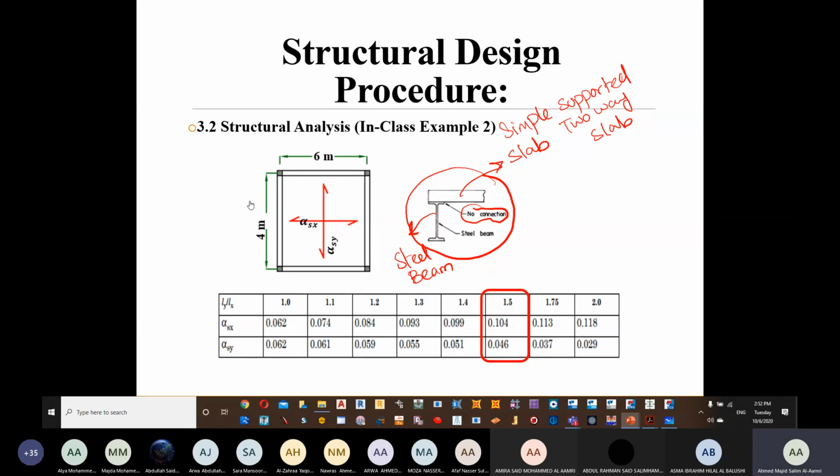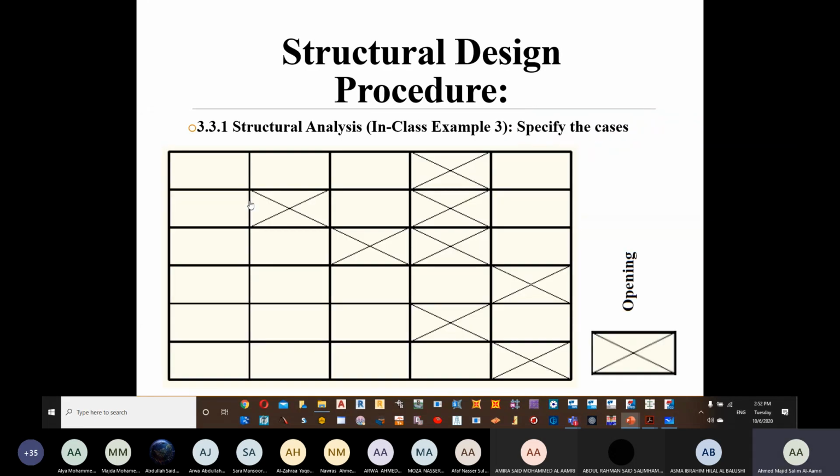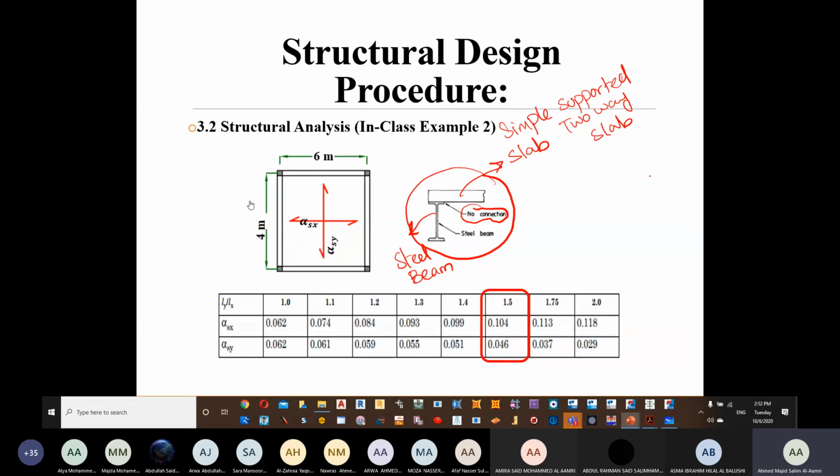If they are not connected, we call it simply supported. If they are connected, like this scenario, we call it a restrained slab. Okay. Now to keep it very short, we have two categories: simple support and restrained. Simple support only will happen in two cases.